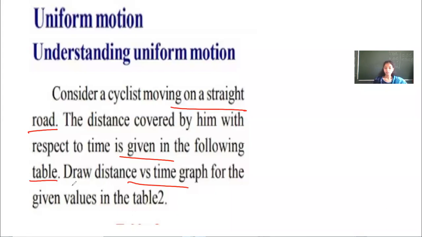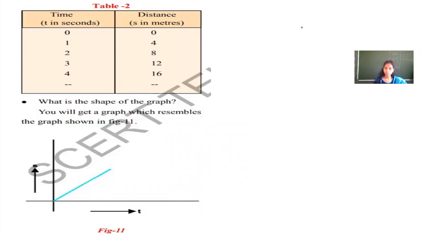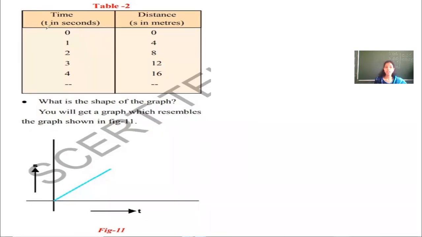So he is moving on a straight road. Here, what is the distance covered by him with respect to time? It is given in the table. According to the given values, we have to draw the graph. First of all, time is given in seconds and distance is given in meters. Time is denoted with t and distance is denoted with s.